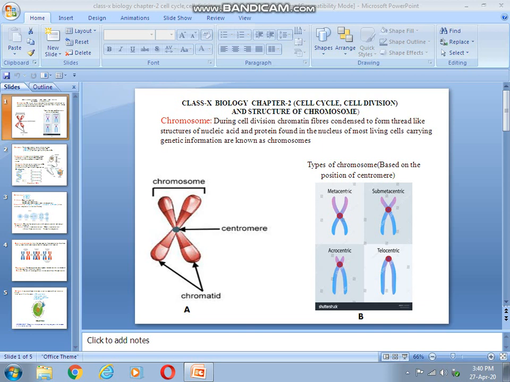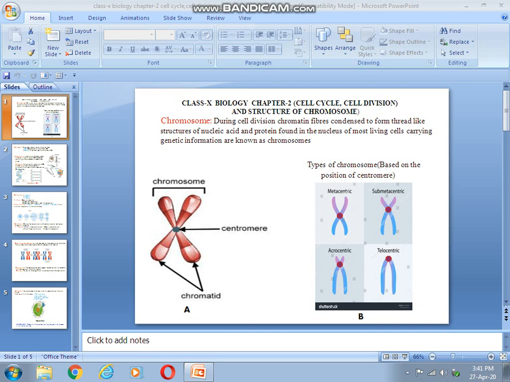This chromosome number varies from organism to organism. That means different kinds of organisms are having different number of chromosomes. A list is given in your book, you just go through. Now, I am discussing about sex chromosomes and autosomes. What is the difference between sex chromosome and autosome?